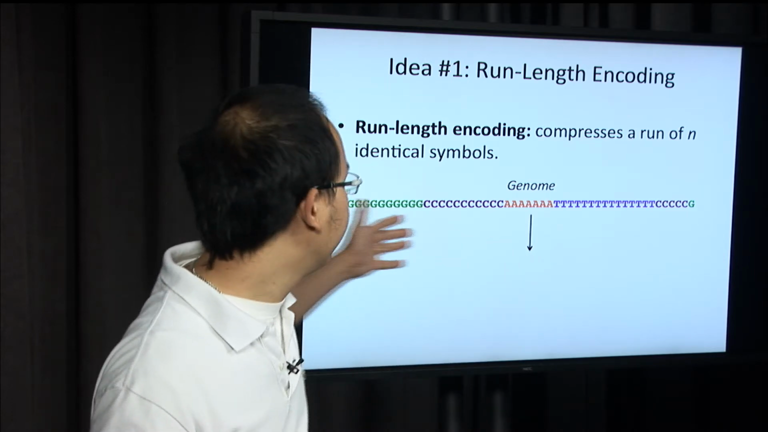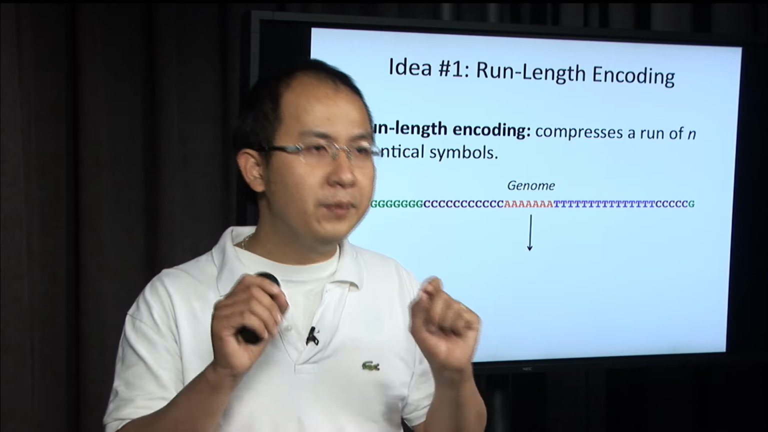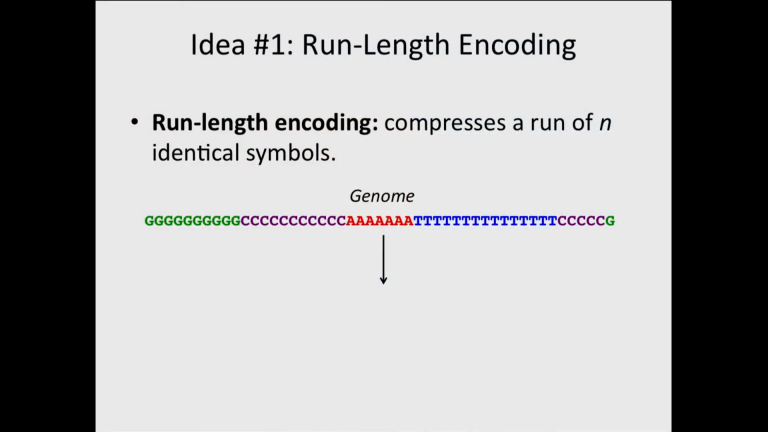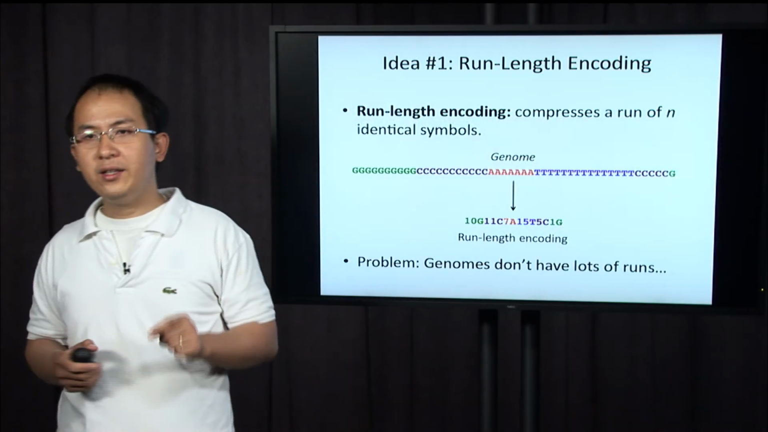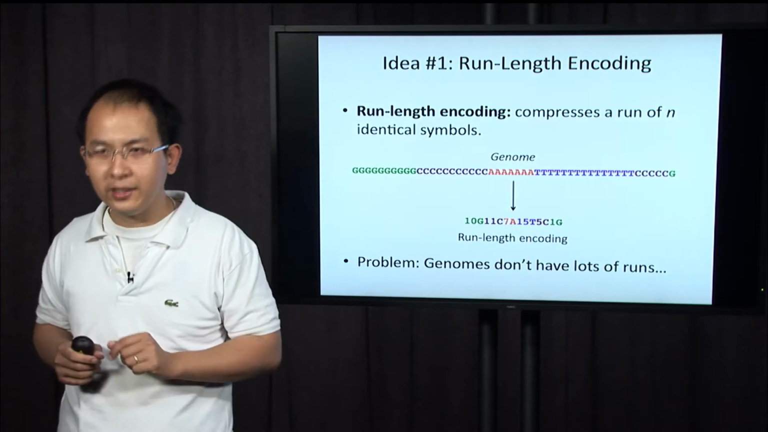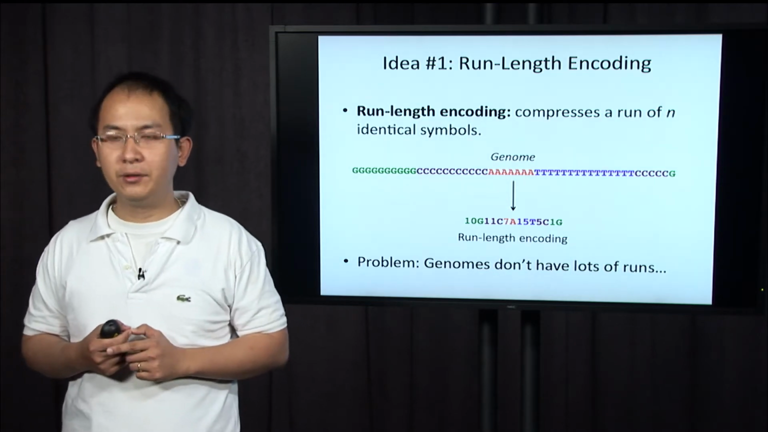Given this string, is there a way to present it shorter, or is there a way to compress it? Well, you can see that you have a lot of runs of G and C and A and T and so on. So instead of writing the genome in this form, you can write 10G. You just write 10 and G. Instead of writing C 11 times, you can just write 11C. So you see that if the genome has a lot of runs like this, it would be easy to compress.